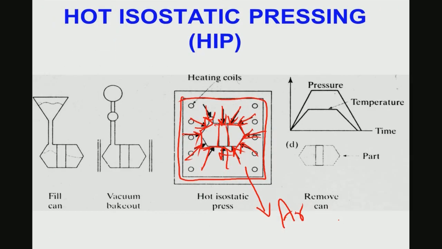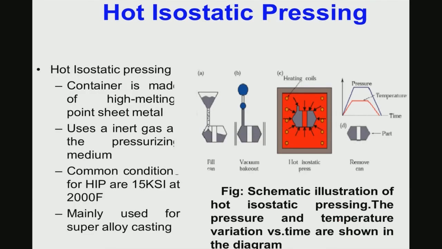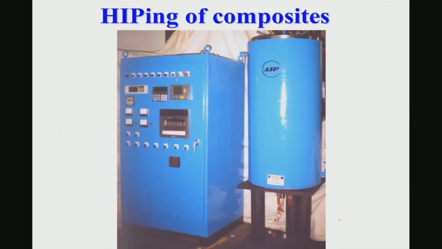If you go back to the hot isostatic pressing mode, you are applying the pressure from all directions and in equal amount. So, uniform densification of the sample is possible in the case of hot isostatic pressing, which is otherwise not possible in the case of the hot pressing technique. So, therefore, a little bit more details of the hot isostatic pressing.